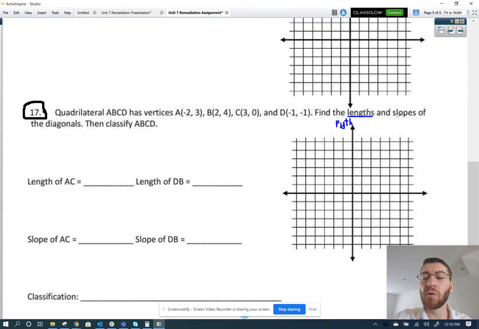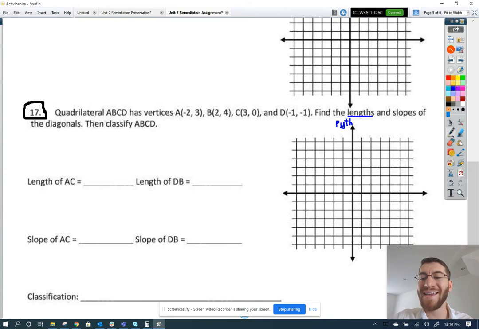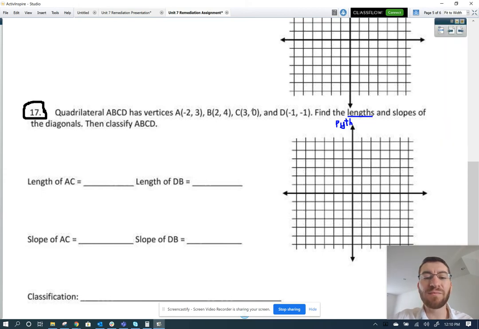And we find slopes by counting our rise over run. So I'm going to go ahead and plot these points, and I'm going to label. A is (-2, 3). I'll label that A. B is (2, 4). C is (3, 0). And D is (-1, -1).